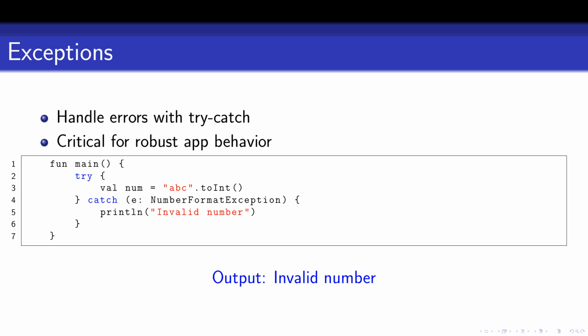Exceptions in Kotlin, handled with try-catch, ensure robust app behavior. The example attempts to convert a string to an integer, catching a NumberFormatException and printing "invalid number", showing how exceptions prevent app crashes from invalid user input.